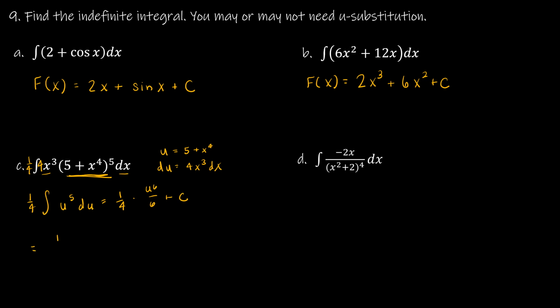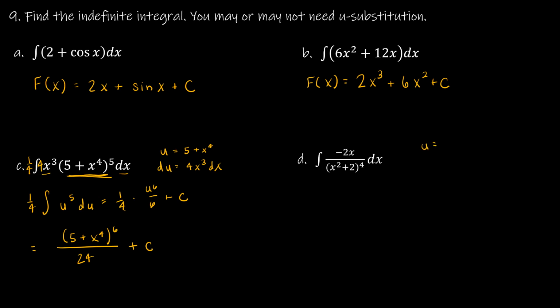So 1 over 24, well, not 1 over 24, we're going to use 24 as the denominator, because 4 times 6, and then u to the 6th would be 5 plus x to the 4th, to the 6th, and then plus c. I'm going to do the same steps for d.